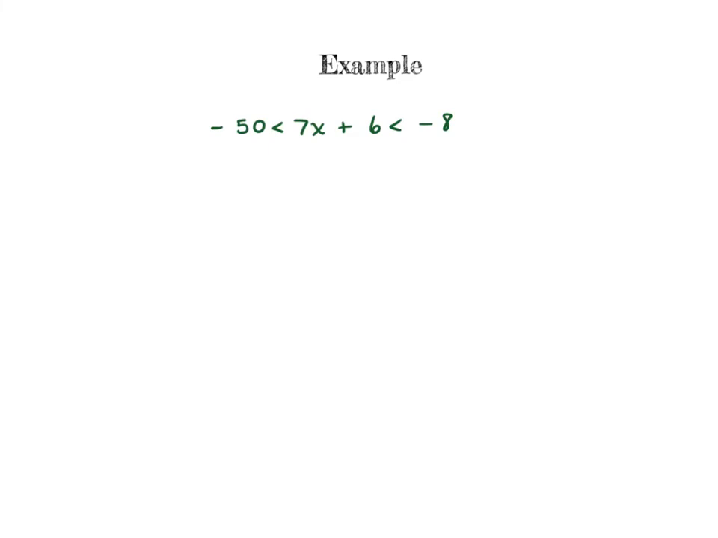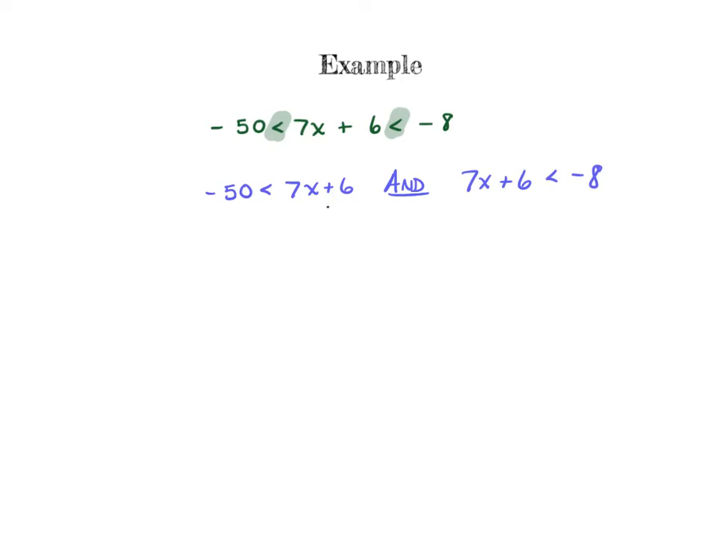Last example. Again, kind of looks complicated, but you can see we've got two inequalities. That means it's a compound inequality. We decide if it's and or. Since it doesn't say or, it is by default an and statement. We break it up into two different groups. Negative 50 is less than 7x plus 6, and at the same time, repeating the middle section, 7x plus 6 is less than negative 8.